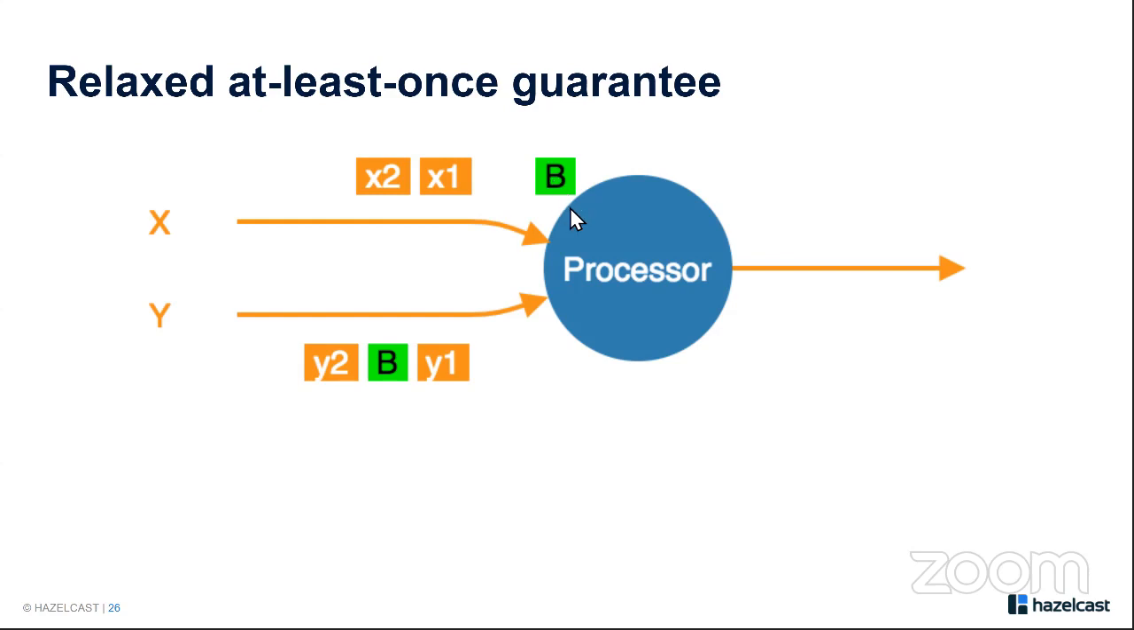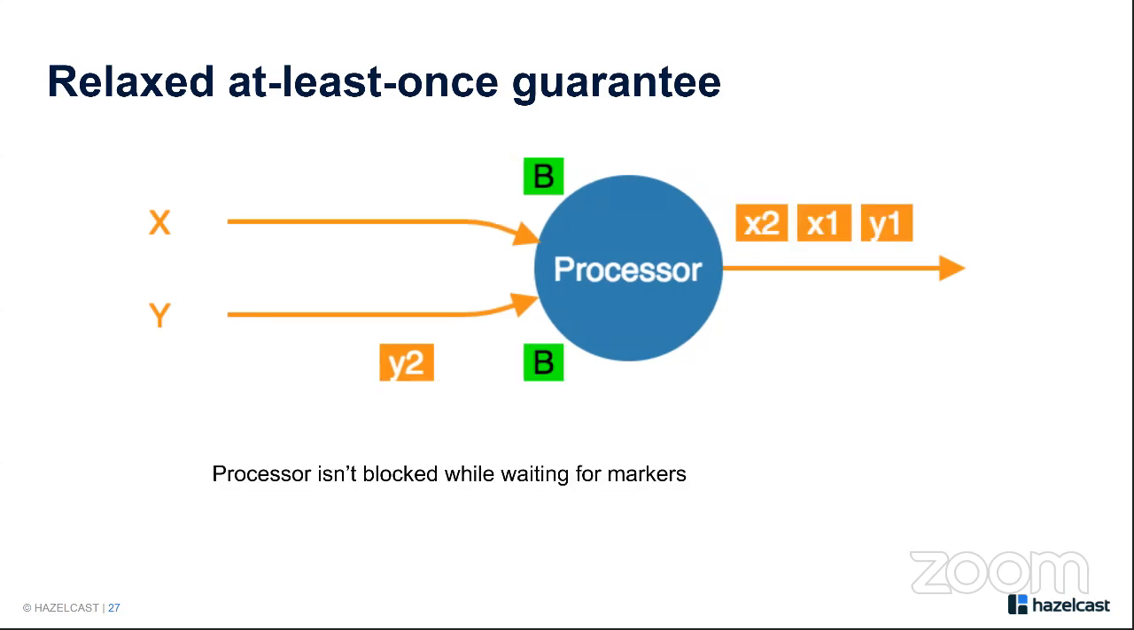The processor receives it, and what happens now is it doesn't have to wait, it doesn't have to stop processing items from input X. It can just move on, and when it receives the marker from all its channels, then it will do the snapshot. So now, as you see, we processed the message A1 from channel Y, and also the messages X1 and X2. There are no more messages on channel X. And now we receive the barrier. So now we will record the state, and we can move on.